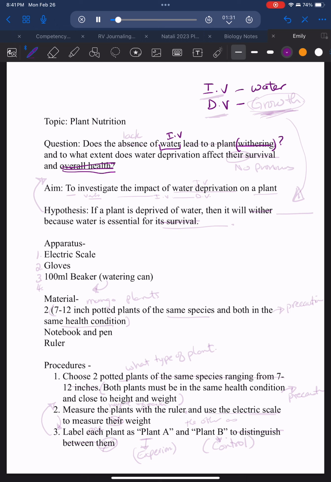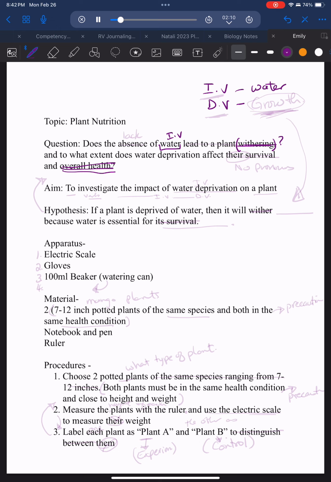Survival, probably, but it's not the strongest dependent variable. Why? Because we all know that living things need water to survive. The easiest one to go here would be growth, because you can measure the height of the plant. The growth of the plant is measured by measuring the height of the plant, right?